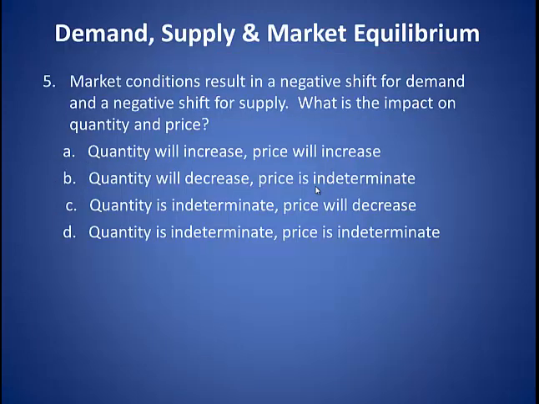Now let's look at number 5. Market conditions result in a negative shift for demand and a negative shift for supply. What is the impact on quantity and price, again, to achieve equilibrium, I might add? So go ahead, do your analysis, come up with your answer, and when you're ready, go ahead and start the video to look at the answer to number 5.